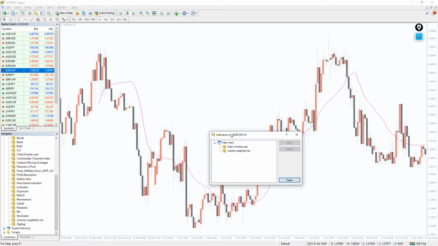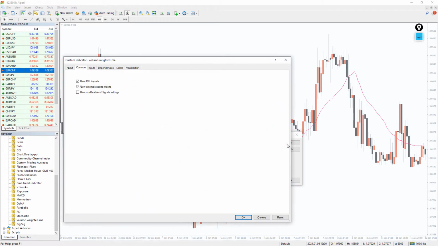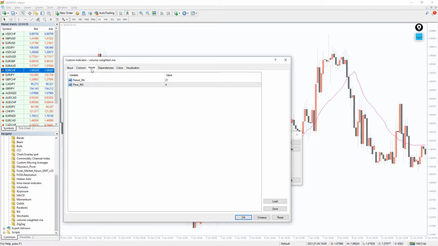Now let's take a look at the indicator settings. In fact, there are only two of them. Period MA sets the length of the volume weighted moving average. According to our review, the 21 period is ideal for both short-term and intraday trend analysis.